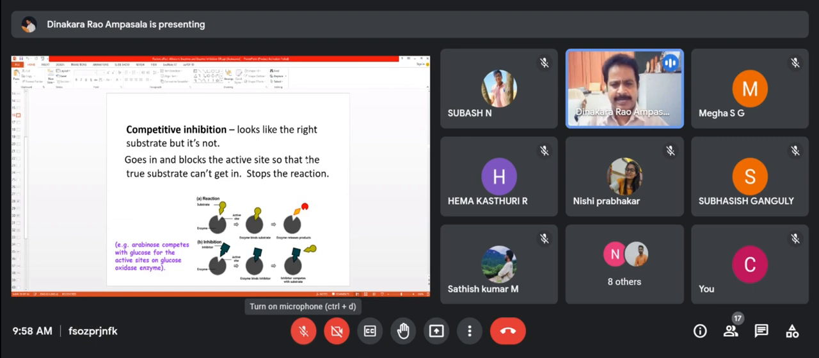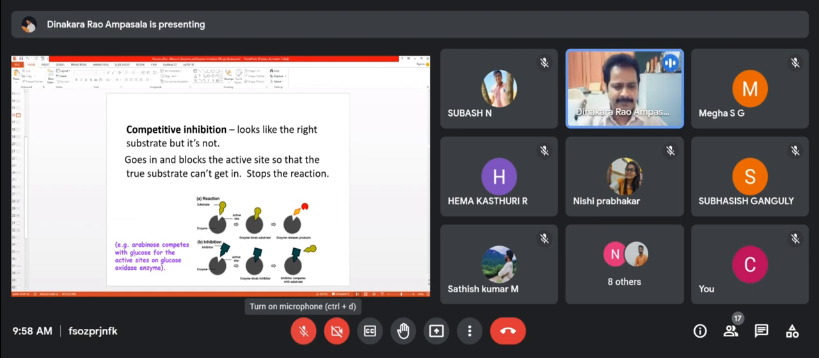It goes and binds to the active site so that the true substrate cannot bind at the site. So the reaction stops or is reduced. You will see a reduction in product formation. We call this kind of reaction competitive, where the inhibitor structure is very similar to the substrate and competes to bind with the active site. Once it binds to the active site and there is no binding site for the substrate, the reaction will not proceed as much as we predict.